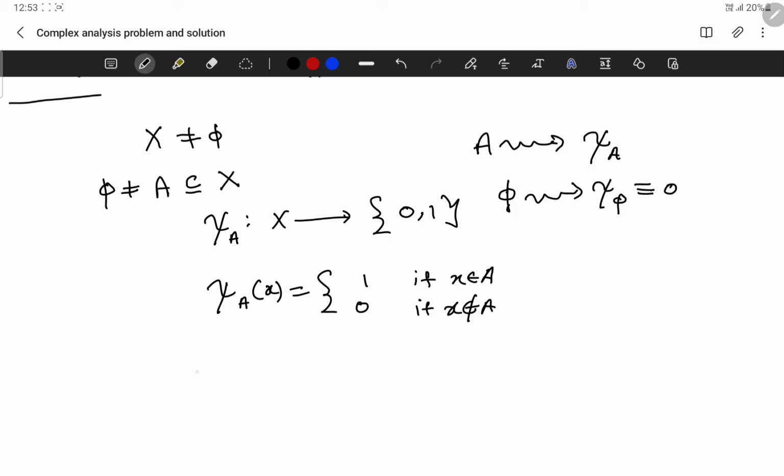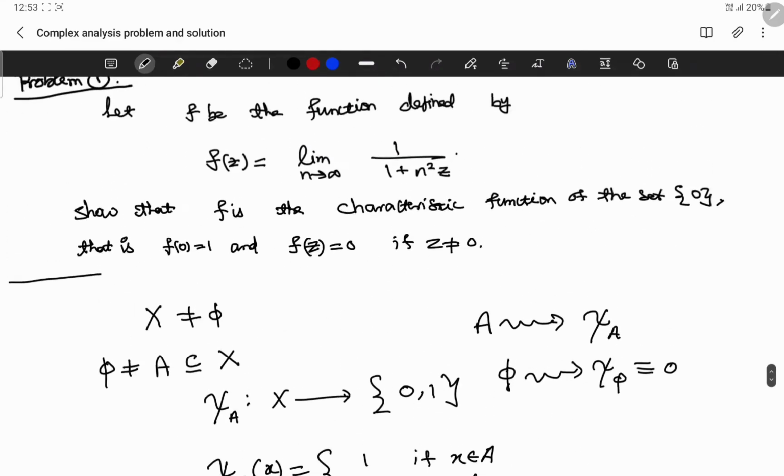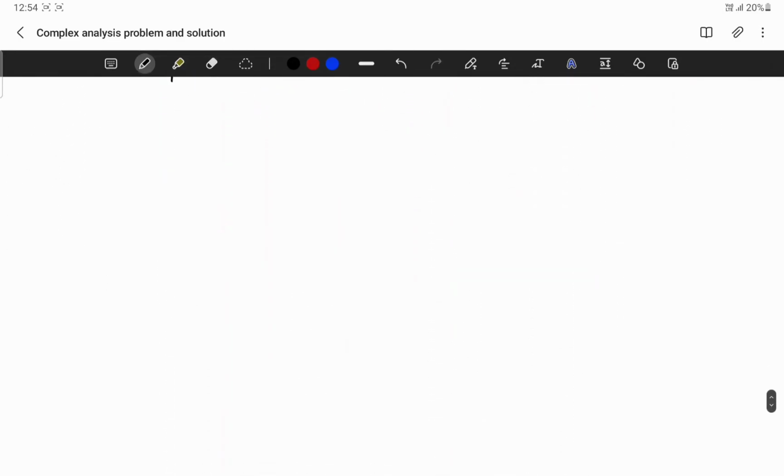So there is a correspondence between the power set of X and the characteristic functions. Both are set theoretically equivalent in a sense, so one can go from one to the other. This is what a characteristic function is. And the problem is: they have given that f of z equals the limit as n tends to infinity of 1 divided by 1 plus n square z. We have to prove this is the characteristic function of the set {0}.